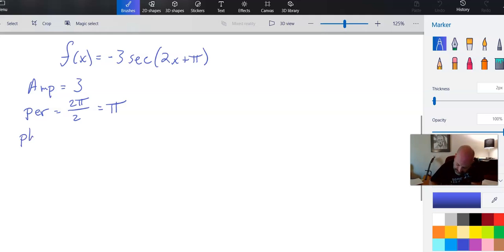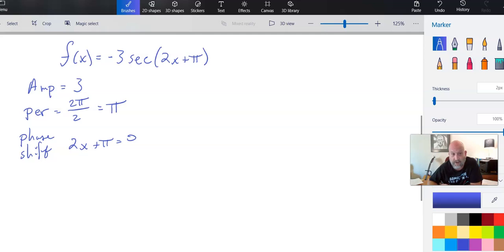Okay, and then the phase shift, right? How far to the left or the right it's moved. Let's see here. What we do is we take the argument, 2x plus pi, and set it equal to 0 and solve, and that will actually give us our phase shift. And so our phase shift is negative pi over 2 in this case, right? And if it's negative pi over 2, that means it's moving to the left, right? It's moving in a leftward direction, so to speak. I don't know, is leftward a word? Westward? It's west. It's moving west.